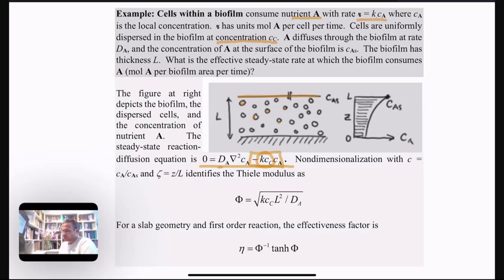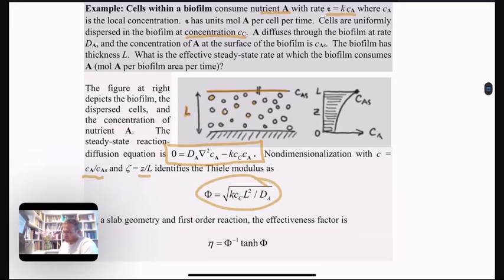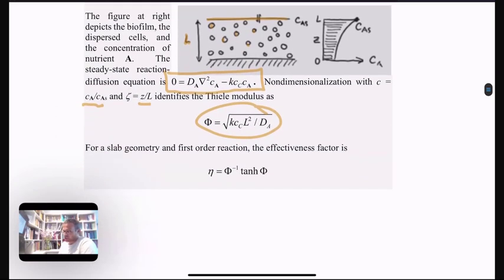If we non-dimensionalize this equation the same way that we did before, using that as our dimensionless concentration, and this variable xi as vertical height divided by the thickness of the biofilm, L, then we get a Thiele modulus that pops out. And that's this right here. Okay, so now this is a slab geometry, and it's a first order reaction. So the effectiveness factor is going to be tangent hyperbolic of phi divided by phi.